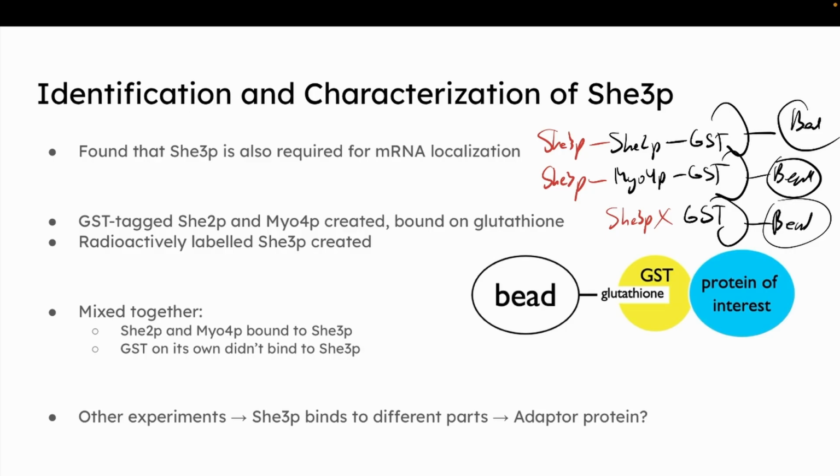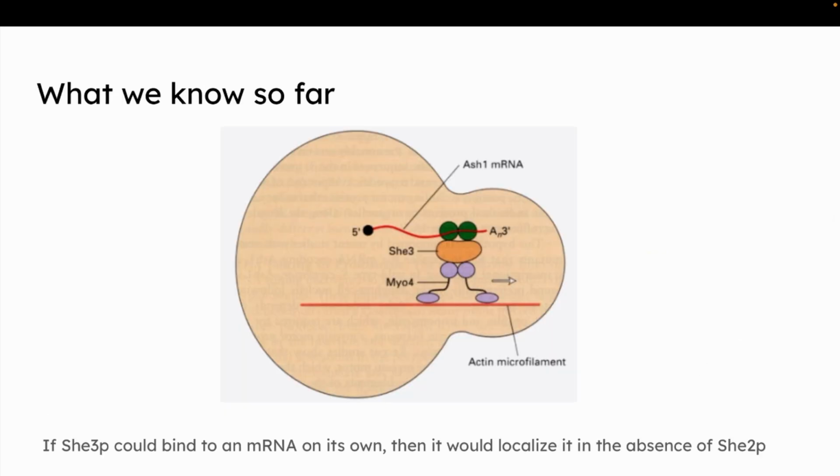And other experiments also show that SHEP3 binds to different parts of SHEP2 and myo4. So this kind of suggests that it's maybe an adapter protein, right? So maybe that's the link. I'll just show this next slide. We have our mRNA, and obviously we know that SHEP2 binds to the mRNA, and now we have SHEP3 that kind of acts like the adapter in between, and then we have myo4 that's obviously on the actin filament to bring it to the distal tip, right?